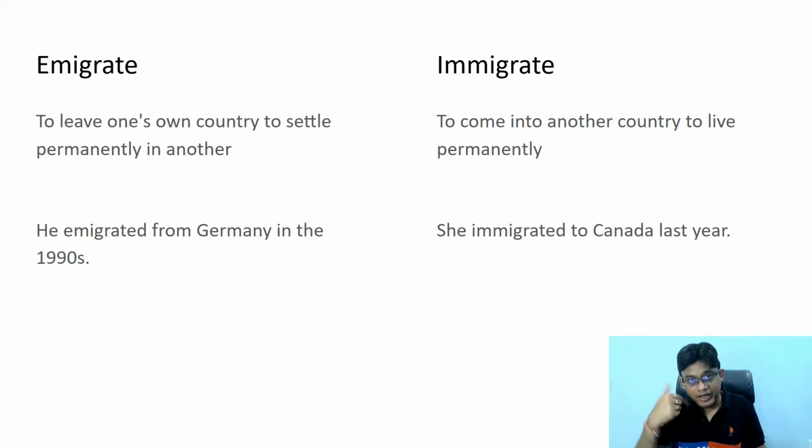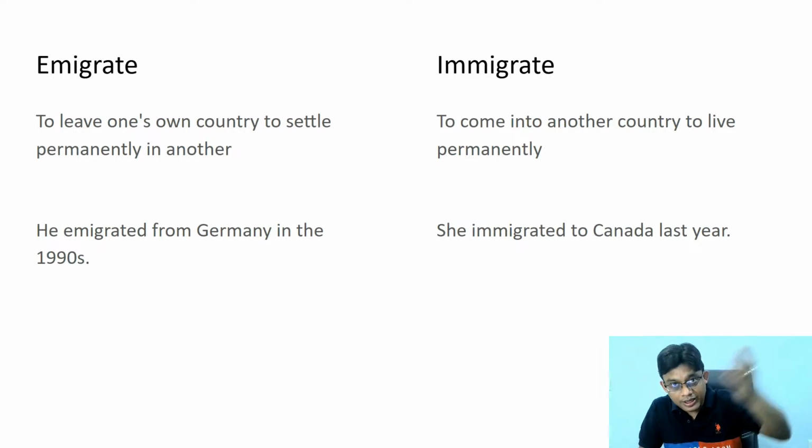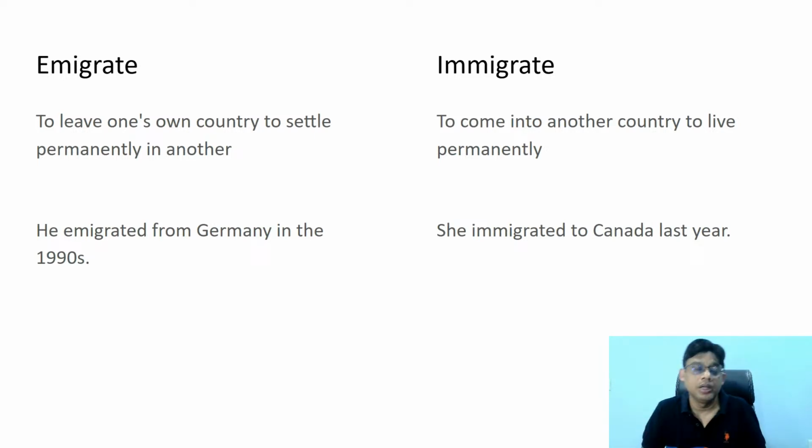Immigrate, to come into another country to live permanently. So emigration means you go out from one country and move to another country. Immigration means you get into another country. She immigrated to Canada last year. Emigrated from Germany, but immigrated to Canada. See the difference. Emigrated from means he left Germany, and immigrated to Canada means she got into Canada. It can sometimes be confusing, but I believe you have clarity right now.